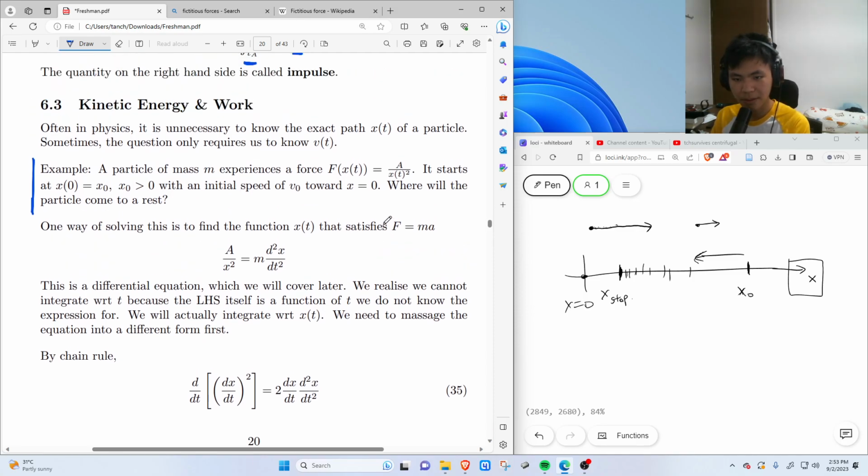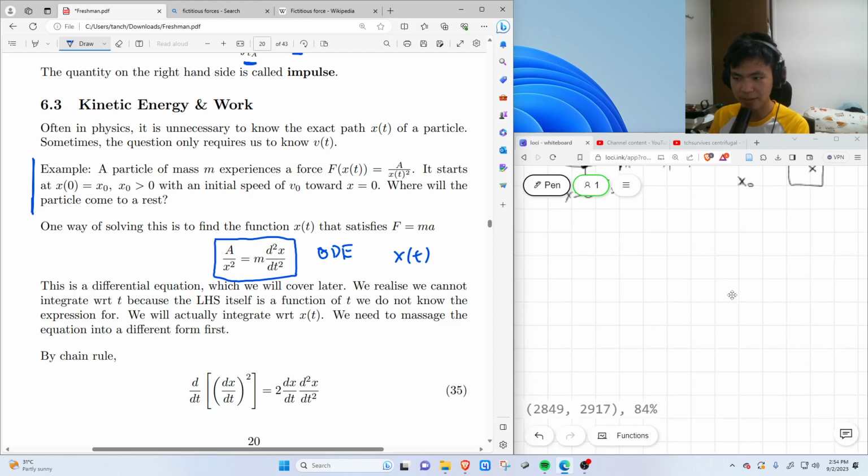So if I apply Newton's second law, it looks something like that: F equals ma, where F is this function a over x squared. This is actually known as a differential equation, and I'll talk about differential equations more in another video. But for now, you can think of the differential equation as a self-consistency equation. We're looking for functions x as a function of time that satisfy this.